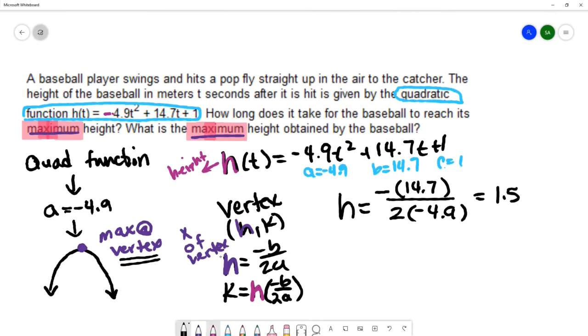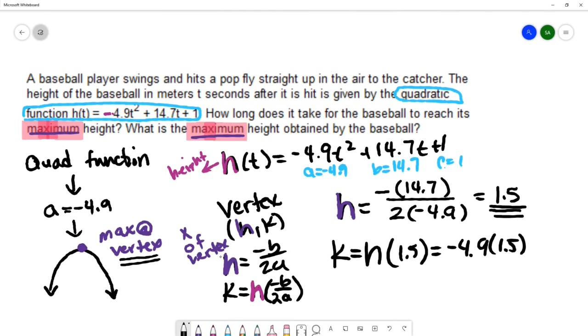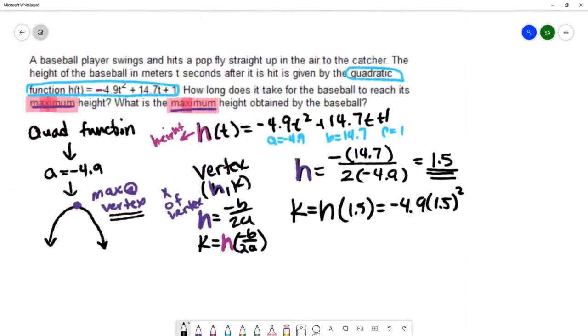Now remember, this h is the x-coordinate of the vertex. Now we're going to find k, which is the y-coordinate of the vertex, and we're going to substitute this 1.5 into our height function. That's negative 4.9 times 1.5 squared plus 14.7 times 1.5 plus 1. Okay, so let's put that in our calculator.